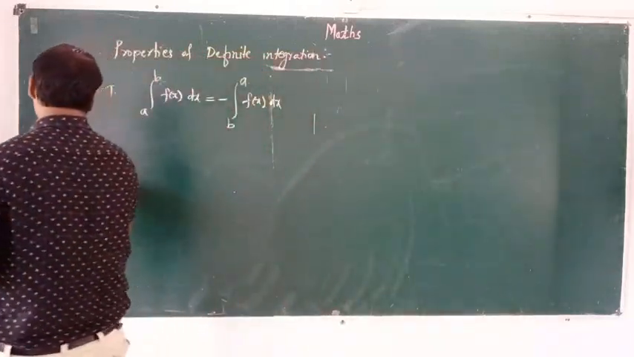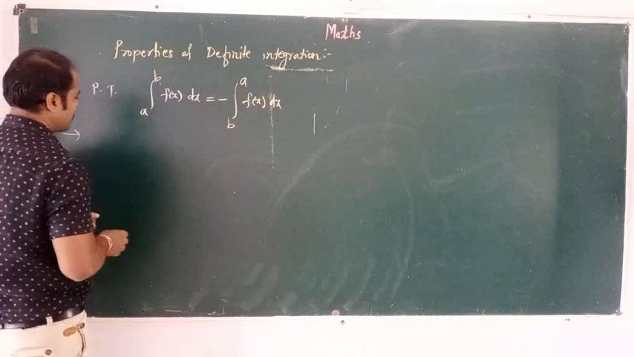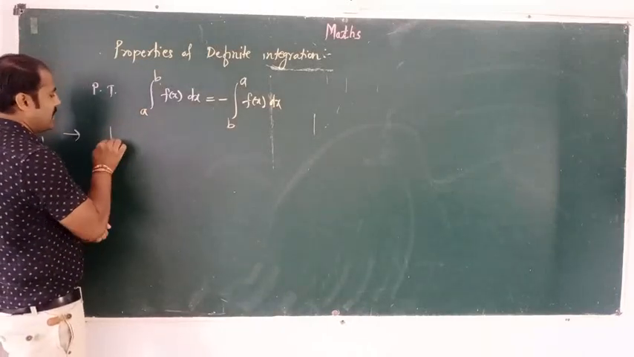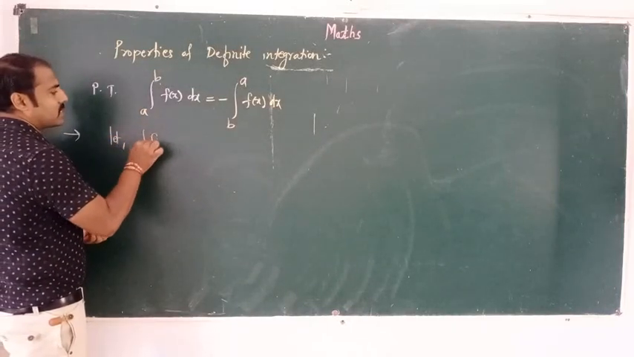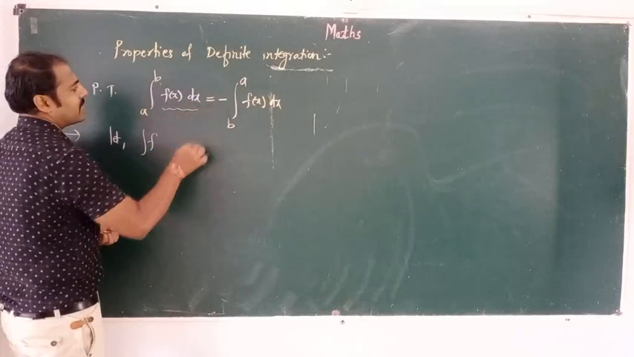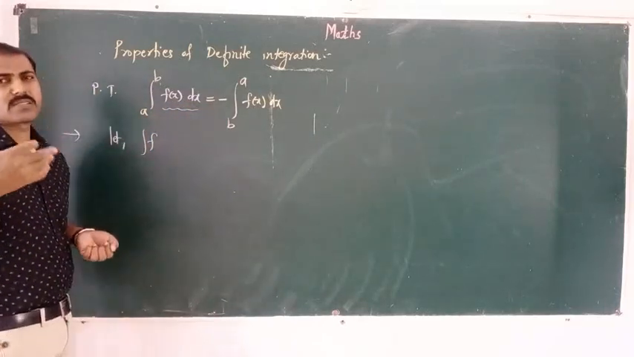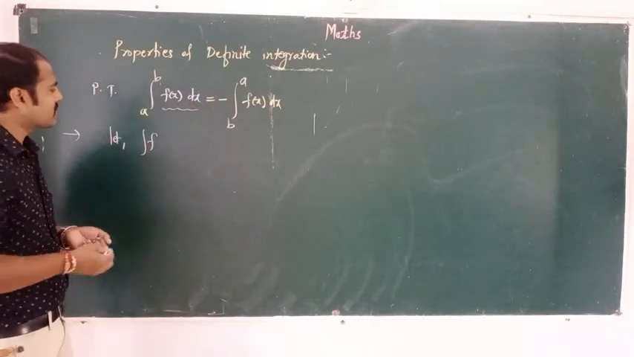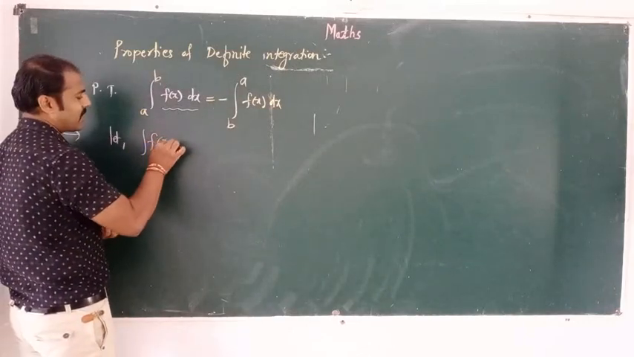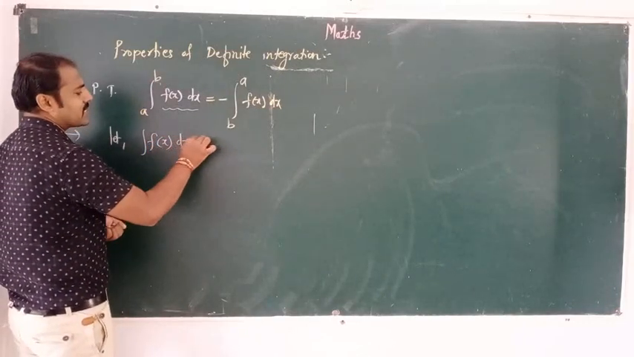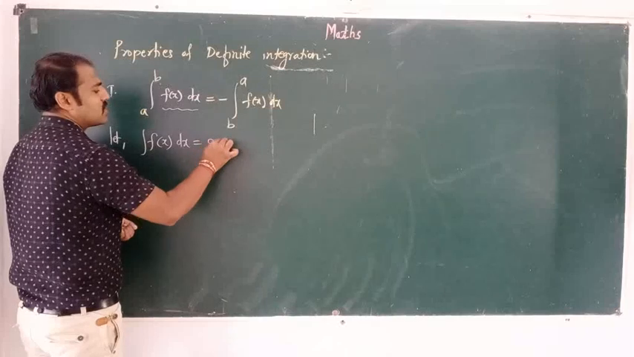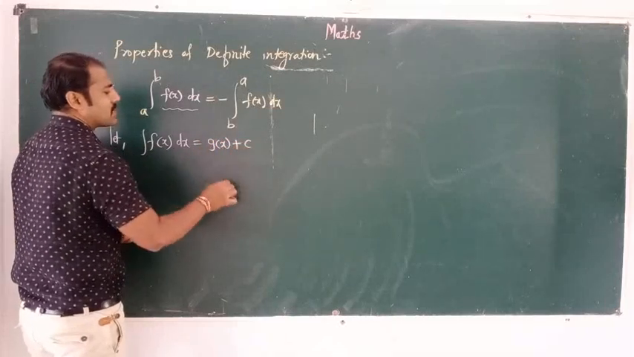So the proof of this property is, first assume that integration of f of x dx is something, a function, so I can consider, or let, integration of f of x dx is equal to g of x plus c.